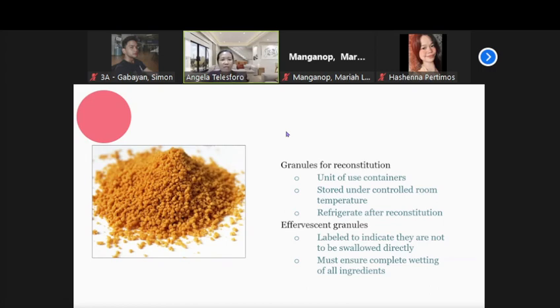Effervescent granules are labeled to indicate they are not to be swallowed directly. Like your Berocca, you mix it with water, it's a tablet, before you drink it. But there are granules too, like Hydrite, granules that you mix with water and then drink. And ensure complete wetting so that everything is mixed.